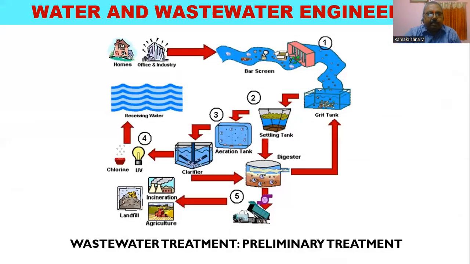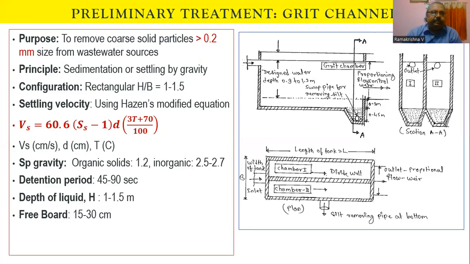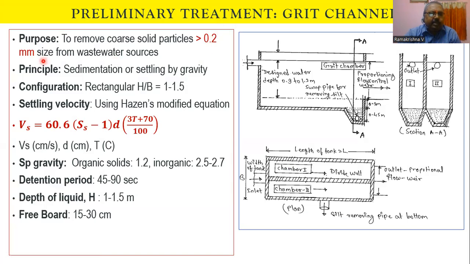Welcome back. We are talking about wastewater treatment. Under this option, we are talking about preliminary treatment. In this video, we will discuss the design of a gravity chamber, the grit channel. The purpose is to remove coarse solids greater than 0.2 mm in size, and the separation principle is sedimentation, or settling by gravity.